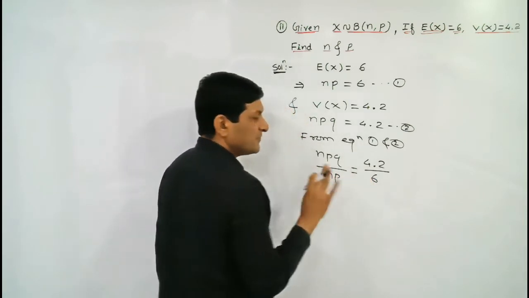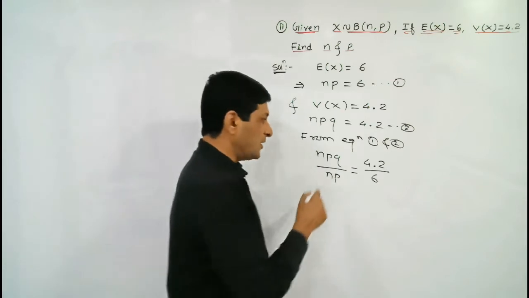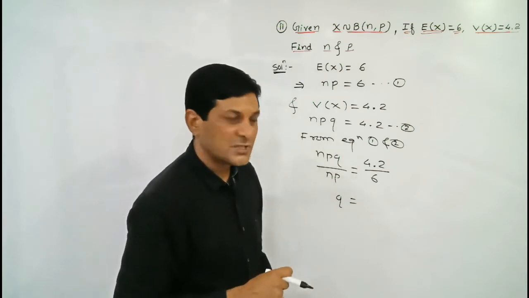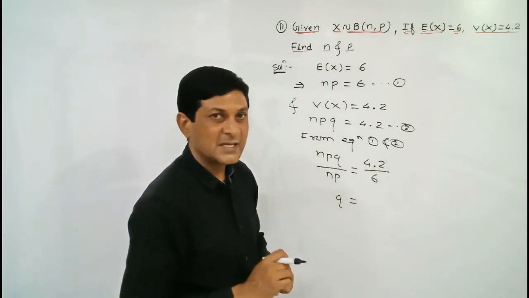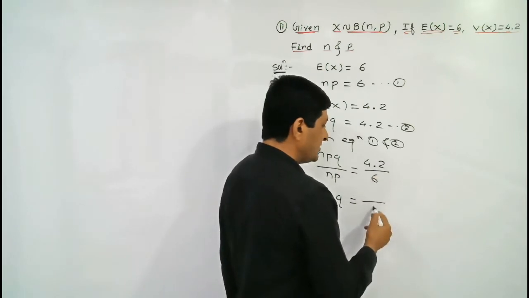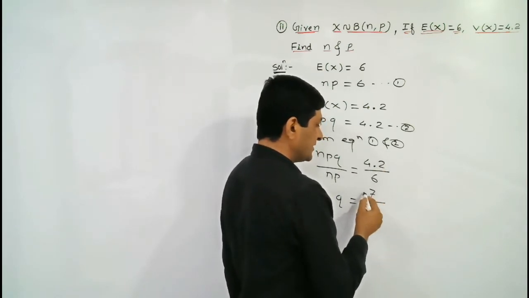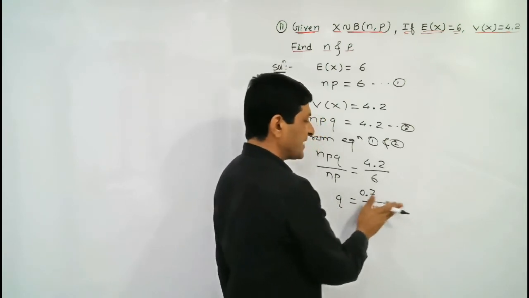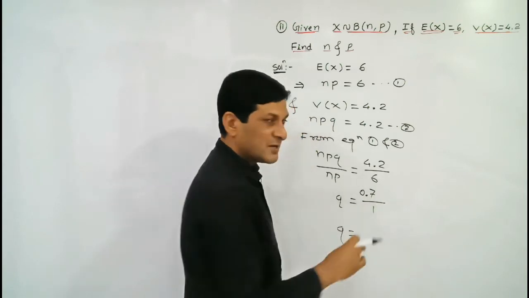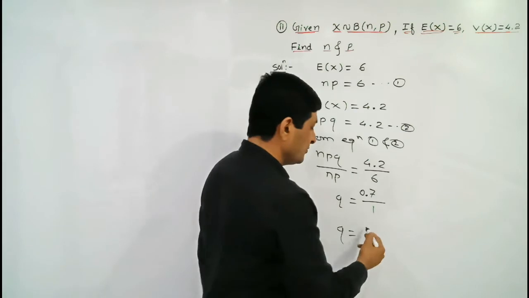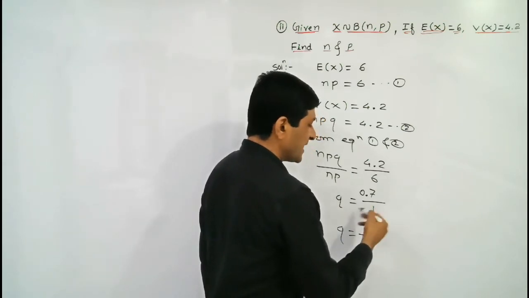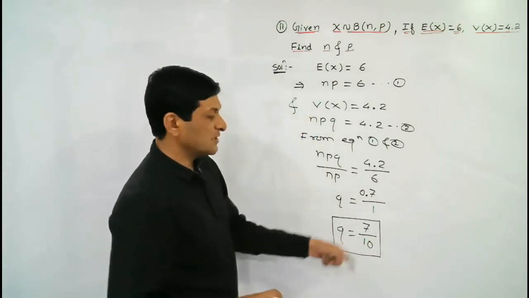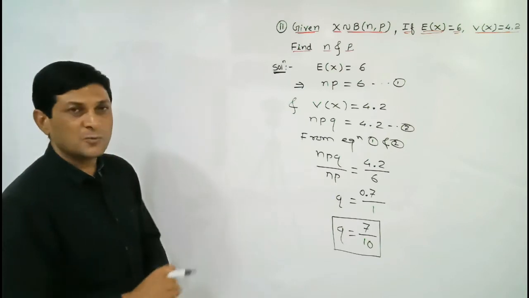Now if we simplify both sides, let us see what we will get. On this side np and np will get cancelled, and the remaining term is q. On this side, check that both numbers are divisible by 6. Here we get 6 ones are 6, and here 6 sevens are 42. So here we will get 0.7. To eliminate this fraction, we multiply the numerator and denominator by 10. Multiplying the numerator by 10 we get 7, and multiplying the denominator by 10 we get 10. In this way we have got the value of q. q is equal to 7 upon 10, or 0.7.